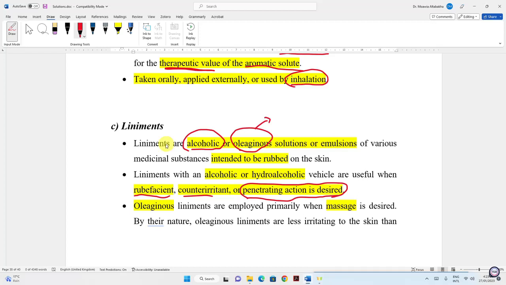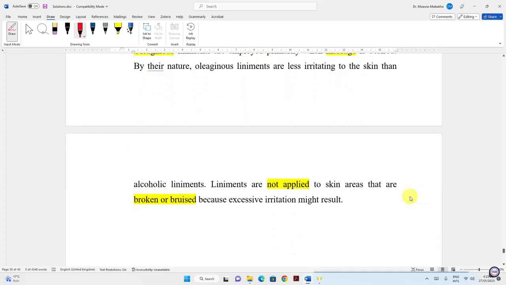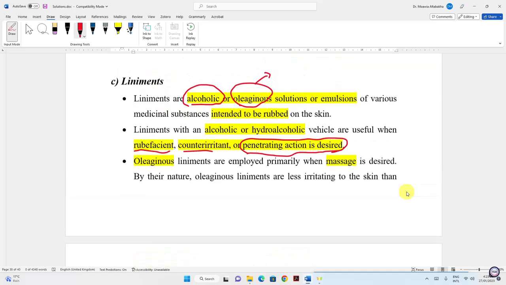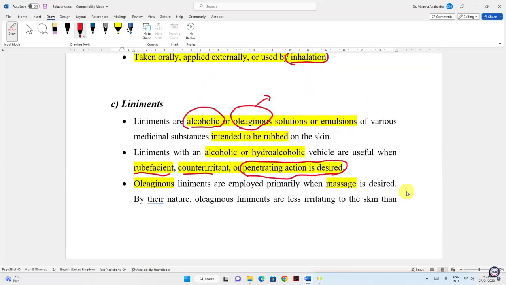Of course, you should not apply the liniments to a broken area. This is number one. Number two, you should not apply it also to bruises. Not only broken skin but also bruises. I'm talking here about applying it when you do a lot of muscular work and you have muscle pain, but not bruises.